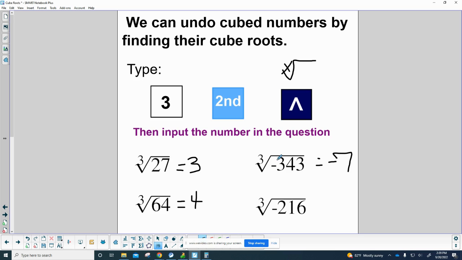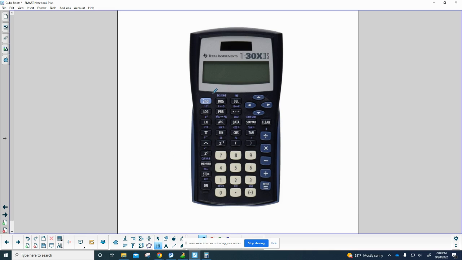Now our last one, the cube root of negative 216. I have to do 3 first, then second, then that little up arrow, and I put in the number negative 216. So the cube root of negative 216 is equal to negative 6. So that's how you cube a number and find the cube root. And there's our calculator. Here's the second key right here. Here's that up arrow. Here's that little thing above the up arrow that gives you what root it is that you want to take.